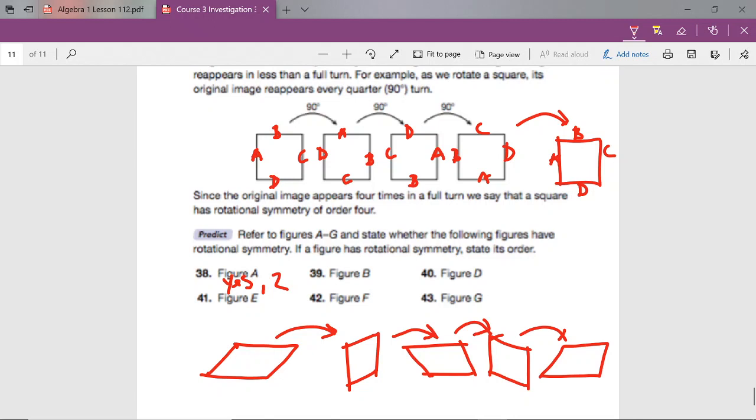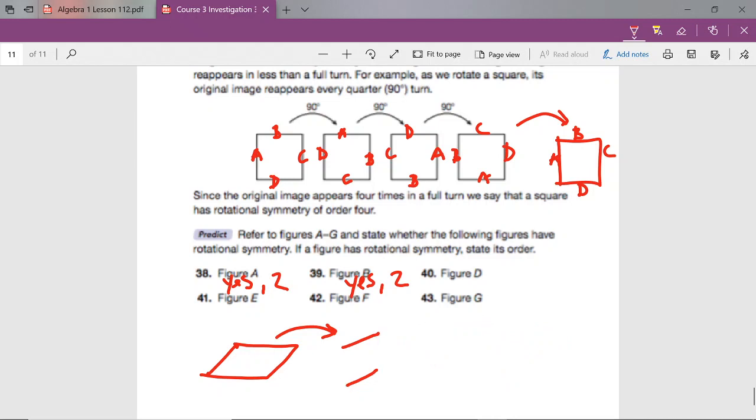Sorry, I didn't draw this correctly. This one actually should have been again like this. Yep. So we do see it once within there and twice by the time we get all the way 360. So similar to the rectangle, we say, yes, it has order 2. Kind of hard to imagine how to draw those, but we do actually see it twice. Okay, so our parallelogram worked just about as well as the rectangle, but not as well as our square.